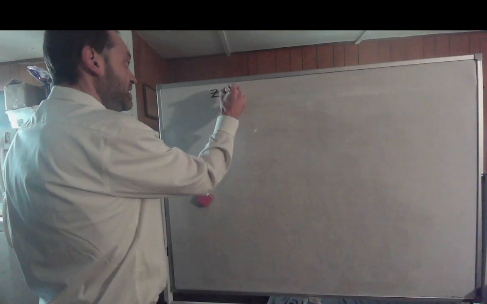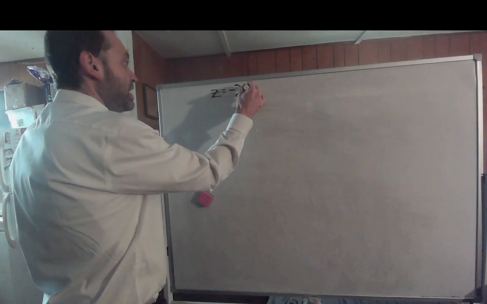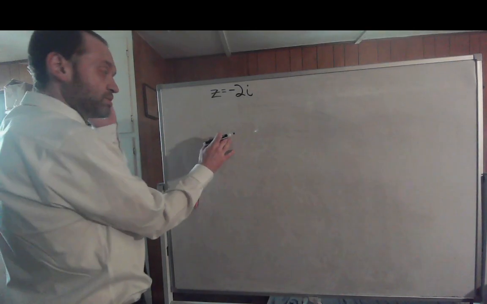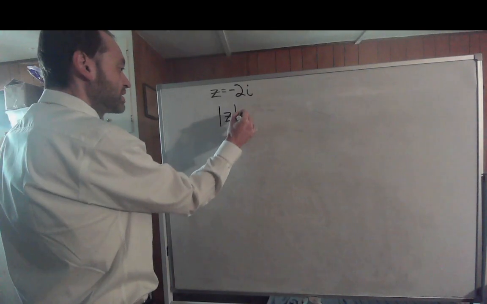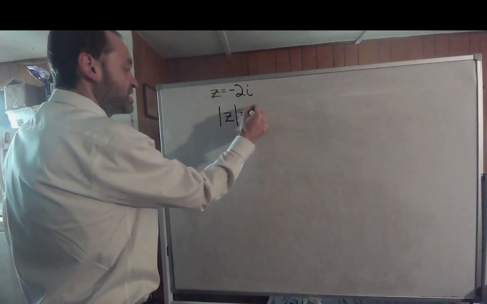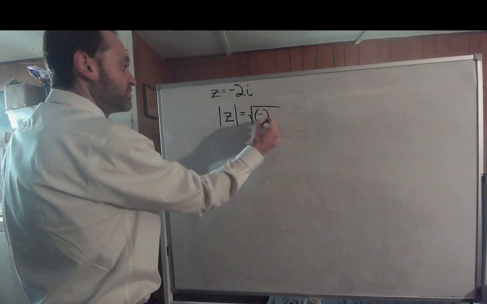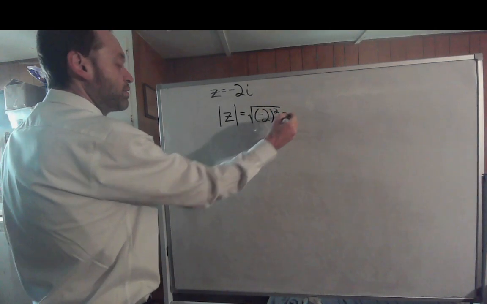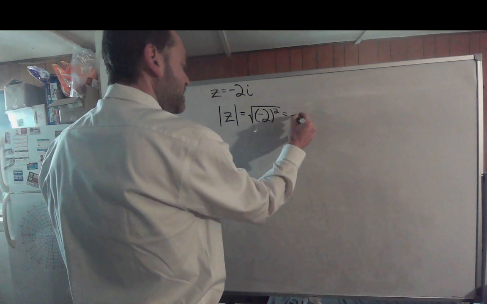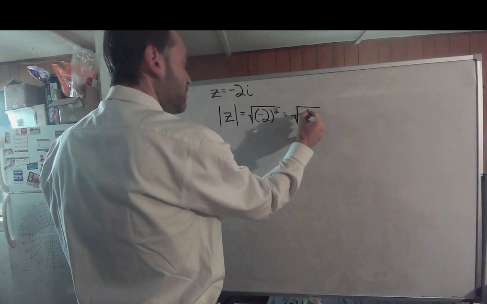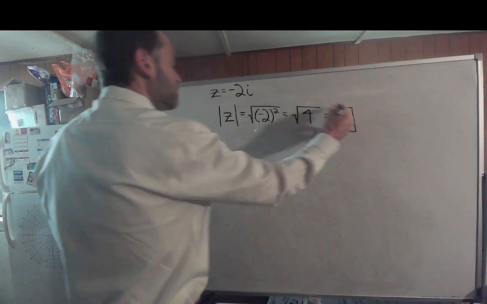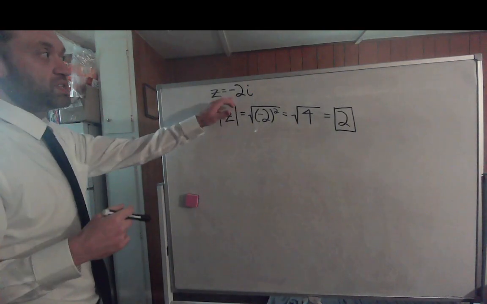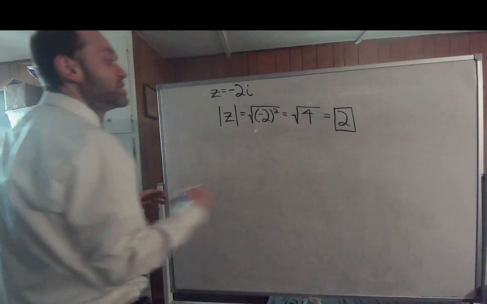Alright, z equals negative 2i. So to find the absolute value of that complex number, just take the square root of that negative 2 raised to the second power, which would end up being the square root of 4, which would be 2. So the absolute value of z equals negative 2i is 2.